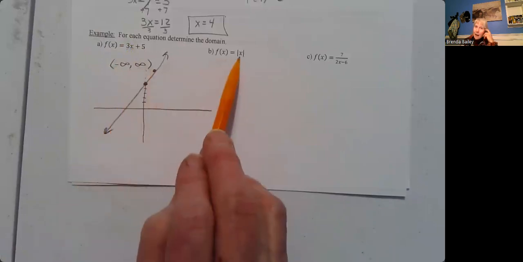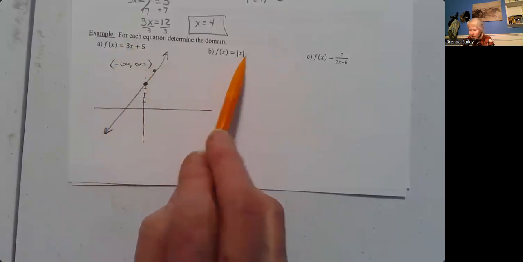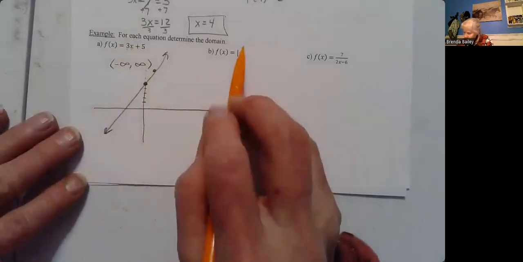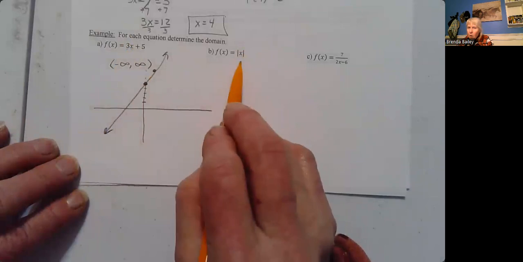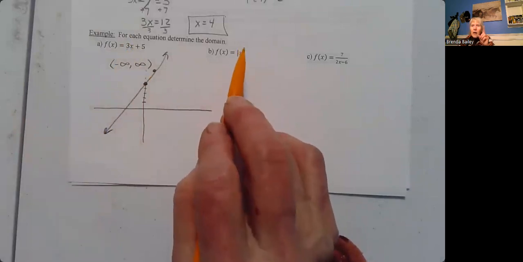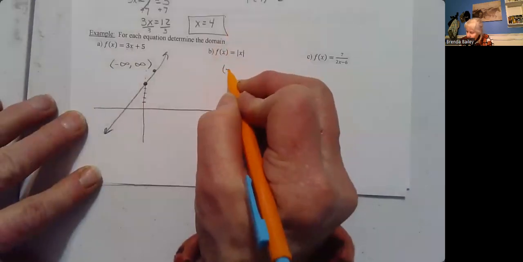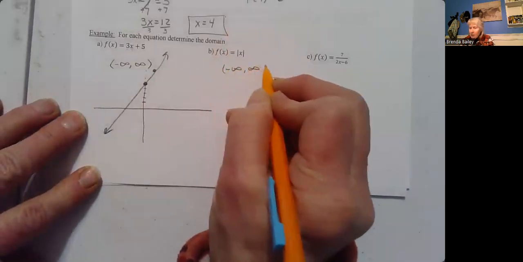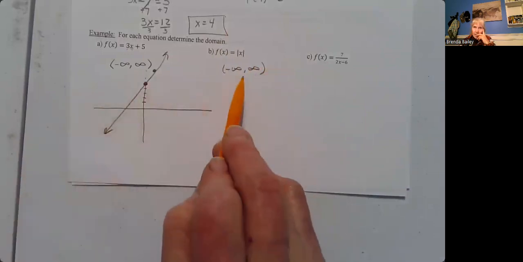The same with this absolute value of x, and we'll be dealing with absolute values in Chapter 8. Here, again, there's no fraction. The only time you have to think, uh-oh, I may have to limit my domain from negative infinity to infinity is when you have a fraction or a radical in the equation. Otherwise, it should be this.